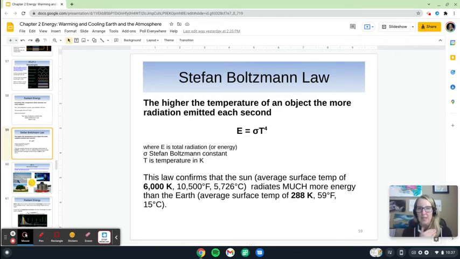So when we think about something like my temperature, we'd have to convert it to Kelvin, which I'm not good at, compared to the sun, which is 6,000 degrees Kelvin. I'm definitely way less than that. If we were to put it into this equation, we would see that the sun emits so much more energy than I do. But we can calculate how much energy these things emit.